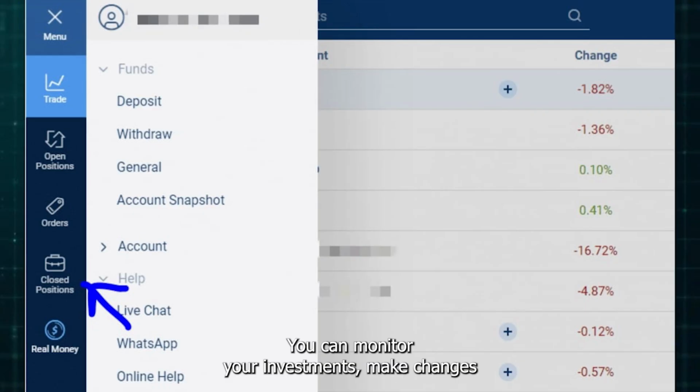You can monitor your investments, make changes, or close your positions anytime through the platform.